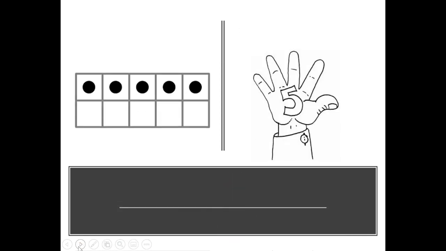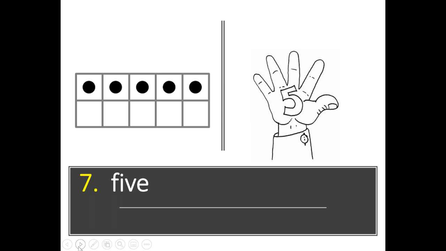Next group of pictures. What do you notice or see? Well, in the first picture, I notice a 10 frame and 5 of the spots are filled with dots. In the second picture, I notice 5 fingers on a hand and it has the number 5. So, how are these pictures the same or similar? Well, they both show the number 5.